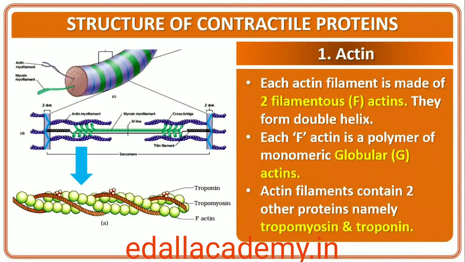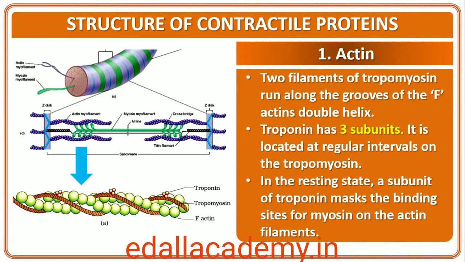20.2.1 Structure of contractile proteins. Each actin (thin) filament is made of two F-filamentous actins helically wound to each other. Each F-actin is a polymer of monomeric G-globular actins. Two filaments of another protein, tropomyosin, also run close to the F-actins throughout its length. A complex protein, troponin, is distributed at regular intervals on the tropomyosin. In the resting state, a subunit of troponin masks the active binding sites for myosin on the actin filaments.